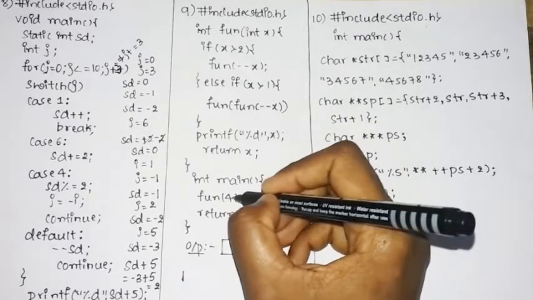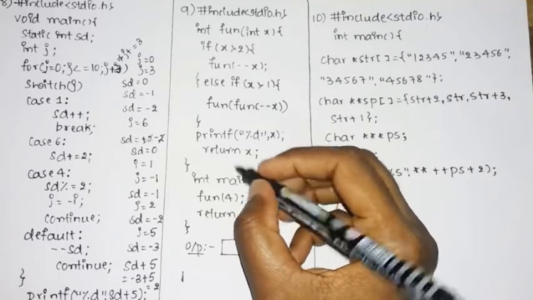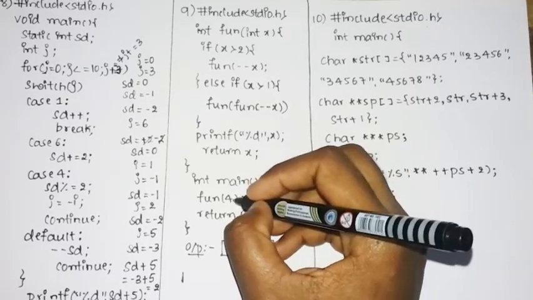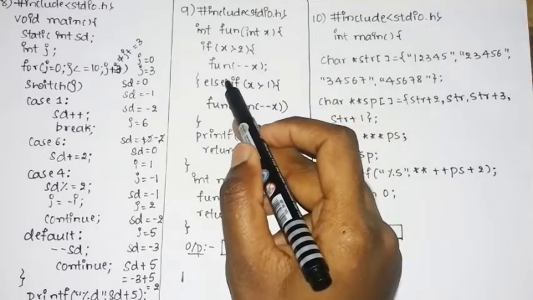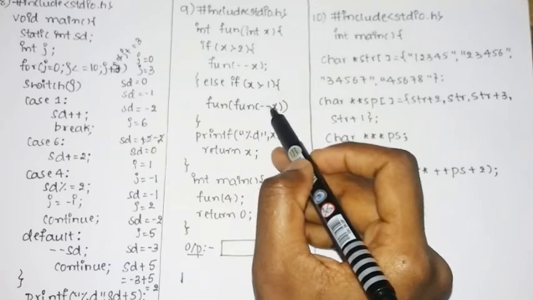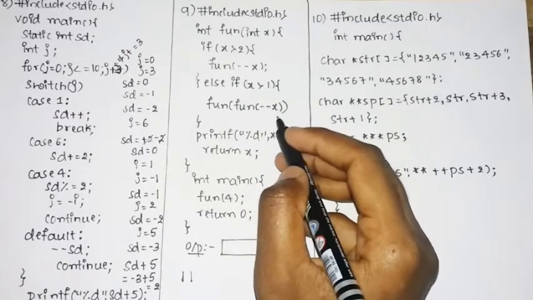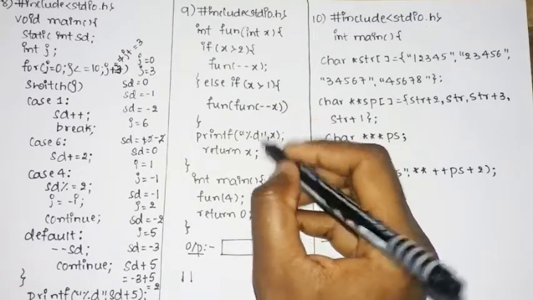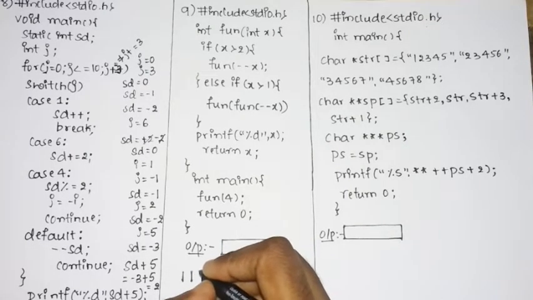So next, function of 2 is executed, like function 4 times it is executed from 1 to 4. So 1 is over, next 2. 2 is greater than 2, the condition is false. 2 is greater than 1, the condition is true. Then minus of x will be 1, so it will print 1. Again it is returning x, and the value of x it is returning is 1.